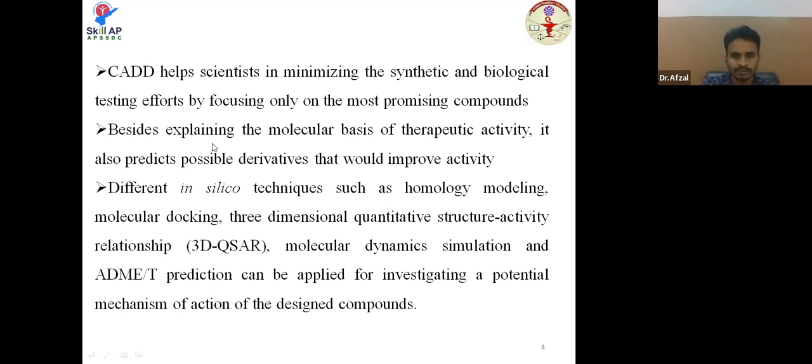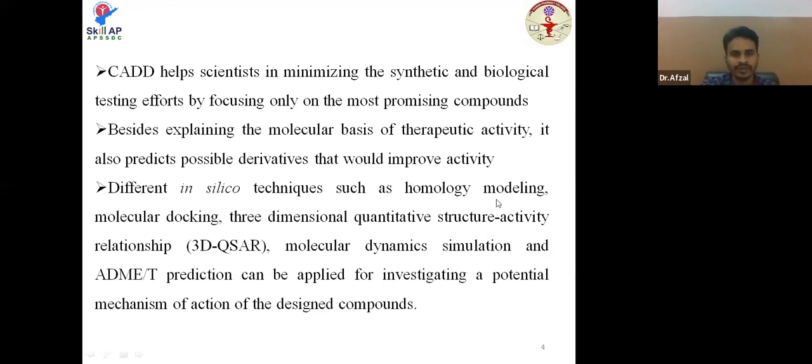Not only that, besides explaining the molecular basis of the therapeutic activity, it also predicts possible derivatives that will improve activity. So if you take a lead molecule, the lead molecule can be modified within the computer, and we change different substituents. Whenever we change different substituents, we get different derivatives, and for the derivatives we can also predict the activity and toxicity, right? That is why we can explain the molecular basis of the activity, as well as predict the derivatives which have the best activity.